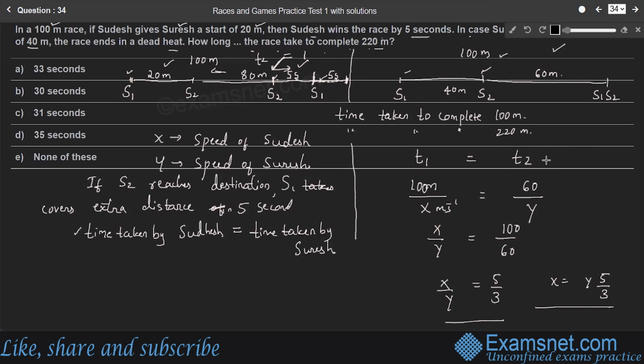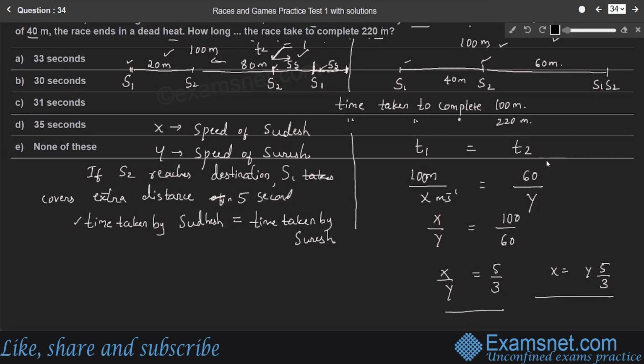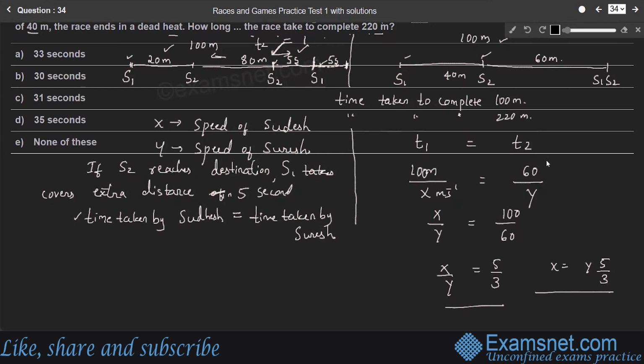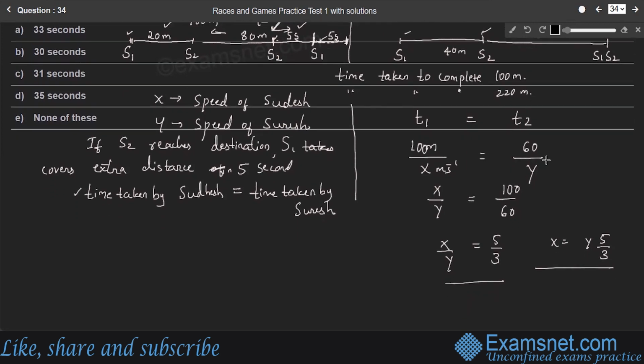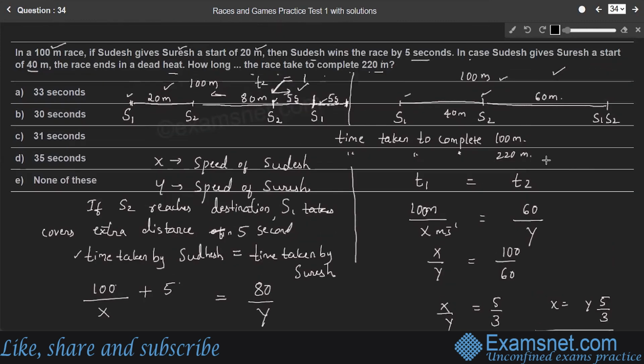So how can you express time in terms of distance and speed? Here time taken by Sudesh will be, to cover 100-meter distance, distance by his speed, which is time taken by Sudesh plus 5 more seconds. 100 by x plus 5 more seconds is equal to time taken by Suresh, whose distance is 80 meter, by his speed, right?